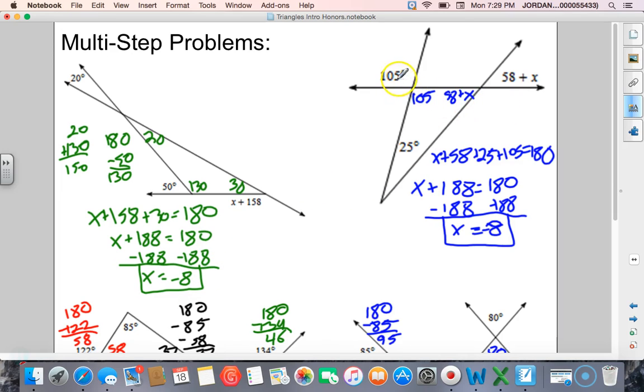This one, again, vertical angle right here, so we just throw that 105 in here. This is also a vertical angle, so we can just throw x plus 58 in here. And now we've got three angles in a triangle that add up to be 180. So we add up 25, 105, and 58 plus x. Put all those in here together. Combine them, again get 188, subtract 188 from 180, and get x to be -8 again.